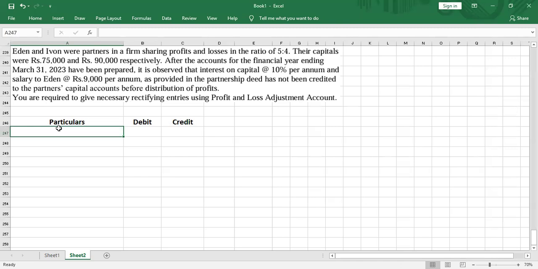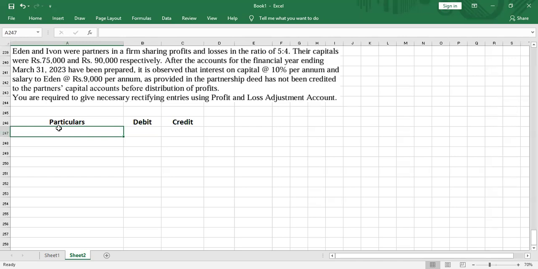This has never been asked in the exam, but in the 2023-2024 sample question paper, this question was part of the paper, and therefore I thought I should do this also for you people. Eden and Ivan were partners in a firm sharing profits and losses in the ratio of 5:4. Their capitals were 75,000 and 90,000 respectively. After the accounts for the financial year ending March 31, 2023 have been prepared, it is observed that interest on capital at the rate of 10% per annum, salary at the rate of 9,000 per annum, as provided in the partnership deed, has not been credited to partners' capital. Before distribution of profits, you're required to give the necessary rectifying entries using profit and loss adjustment account.